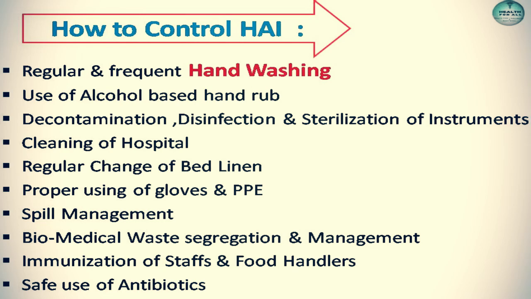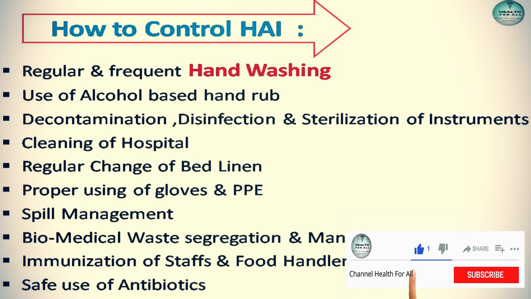Now, how to control HAI? There are certain measures we can use to prevent hospital acquired infections or HAI. Number 1, regular and frequent hand washing. Number 2, use of alcohol based hand rub. Number 3, decontamination, disinfection and sterilization of equipment and instruments. Number 4, proper cleaning of hospitals. Number 5, regular change of bed linen. Number 6, proper use of gloves and PPE. Number 7, spill management. Number 8, proper segregation of biomedical waste, that is biomedical waste management and segregation. Number 9, immunization of all staff and food handlers. And number 10, the most important, safe use of antibiotics.